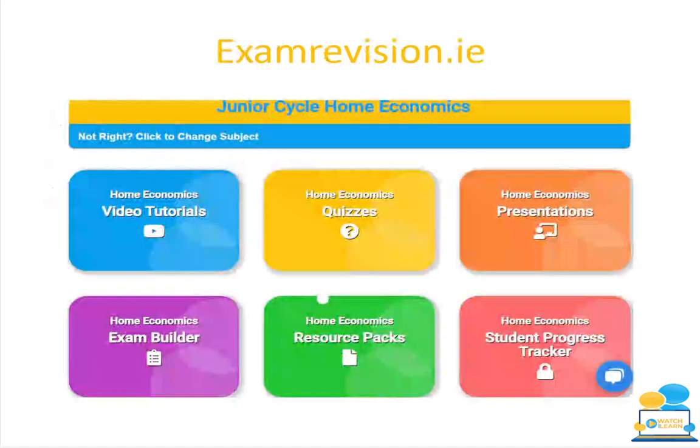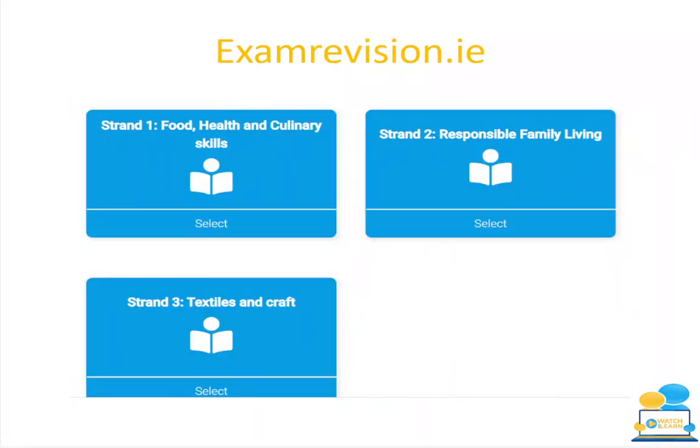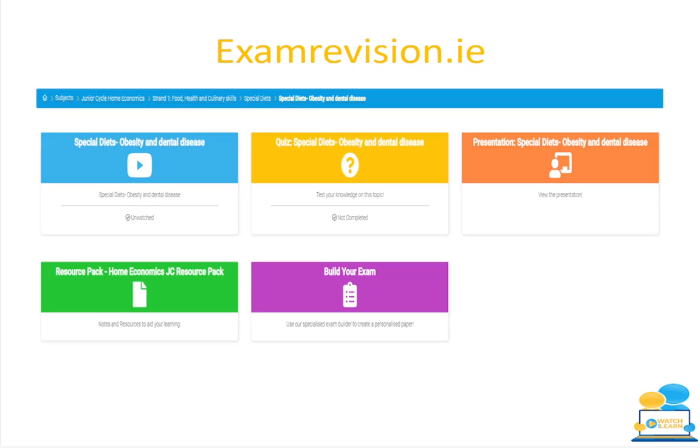Make sure to check out the ExamRevision website, look at Junior Cycle Home Ec, and this is how it is laid out. With every topic there is a presentation, there is then a video tutorial, there are quizzes, and you have your exam builder section. This is how the website for Home Ec is laid out according to the 3 strands. So you would click into, for example, today, responsible family living, and then you would find your sustainable and responsible living section. And under that, you would find your PowerPoint, your video, and your questions, which are self-corrected.